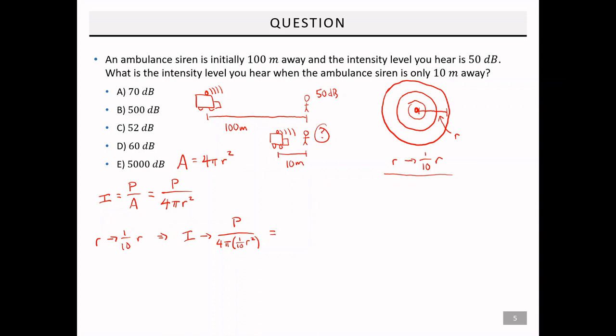Then I just want to simplify this a little bit and compare it to the original. The (1 over 10 r) squared is going to become 1 over 100 r squared when you square that 10. And then you have 1 over 100 in the denominator of a fraction, so you want to pull that out front by flipping over that 1 over 100. So you're going to end up with 100 times P over 4 pi r squared. This is 100 times what we initially started with, the initial intensity P over 4 pi r squared. So if r decreases by a factor of 1 over 10, I will increase by a factor of 100.